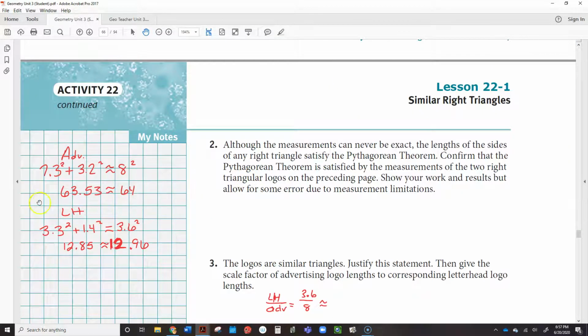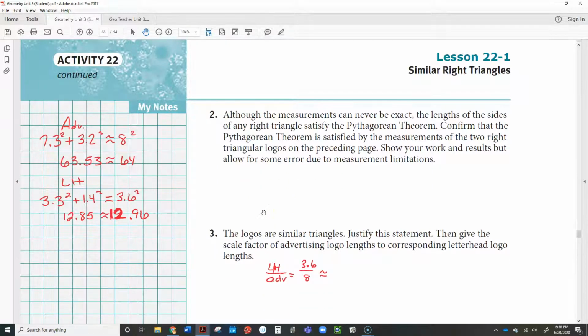And on this one, I got 63.53 is supposed to be equal to 64. Close enough. You round that up, you get 64. And right here, I got 12.85 is supposed to be equal to 12.96. So those are even closer. So yeah, I would say that we did okay on the measurement. So there's obviously some room for error.